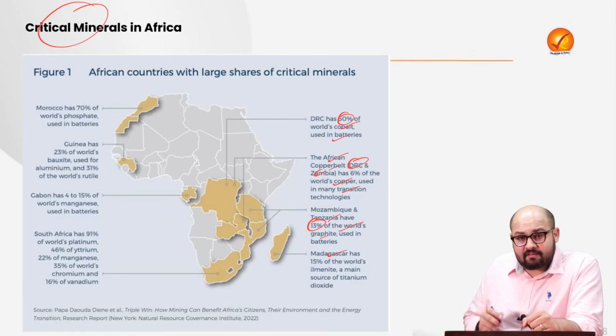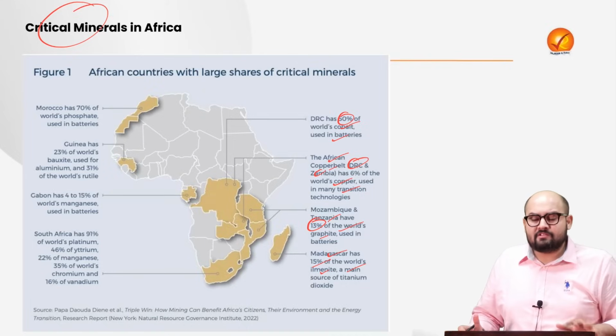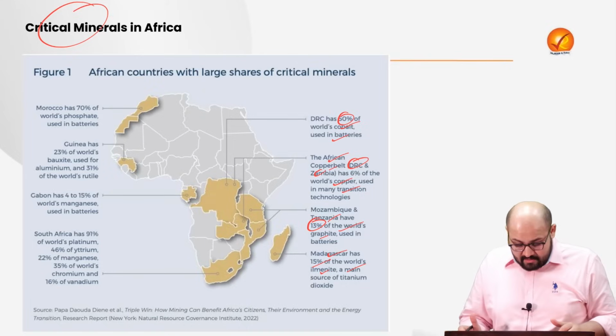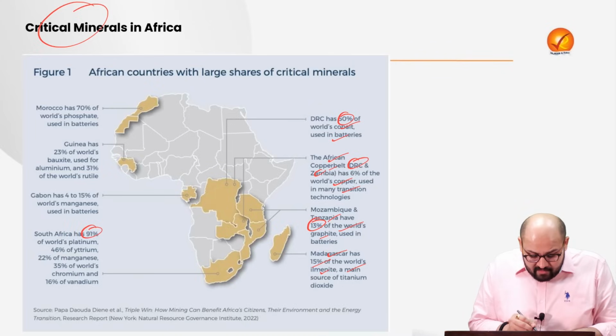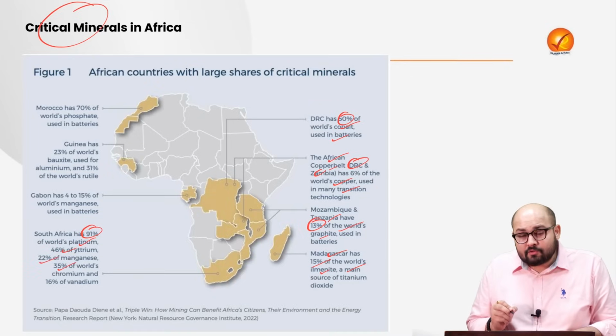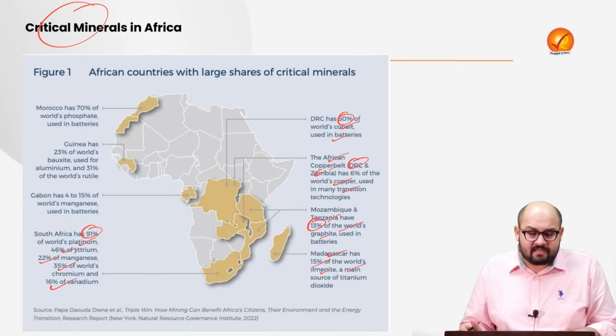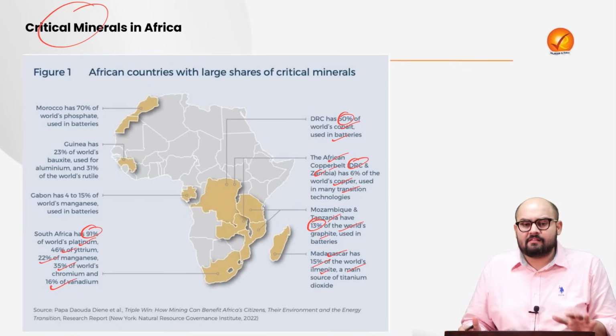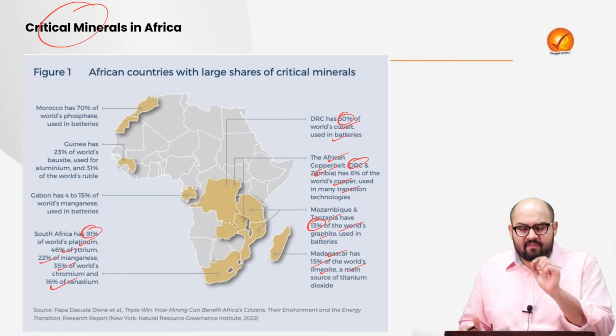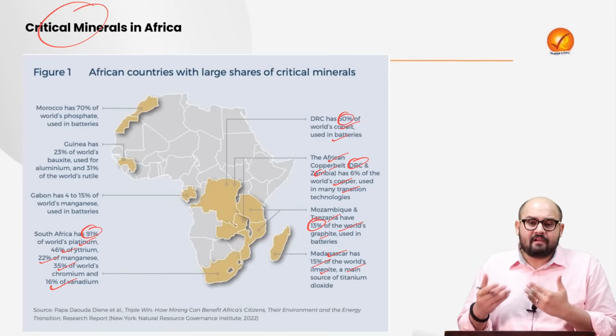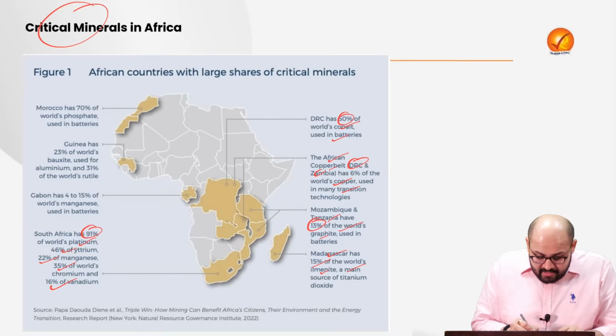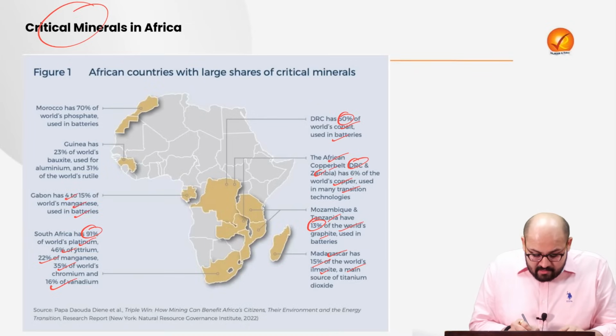Then we have Madagascar, the island of Madagascar. Now this has 15% of the world's ilmenite, a main source for titanium dioxide, right? Titanium is a very strong mineral, and this is sourced from ilmenite. Then we have South Africa. It has 91% of the world's platinum. It has 46% of yttrium, 22% of manganese, 35% of the world's chromium, 16% of vanadium, right? You need to have a general idea about these. You need not memorize the specific percentages, but have a good idea about which country has which resource. Then coming to Gabon, it has 4 to 15% of the world's manganese used in batteries.